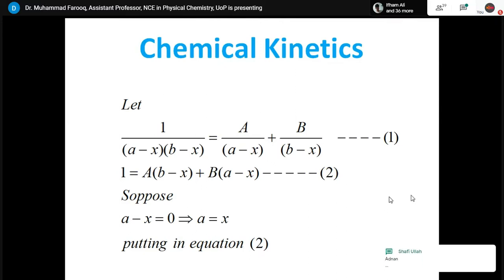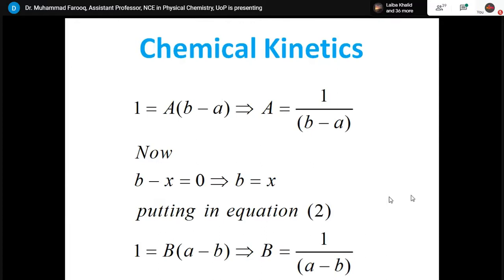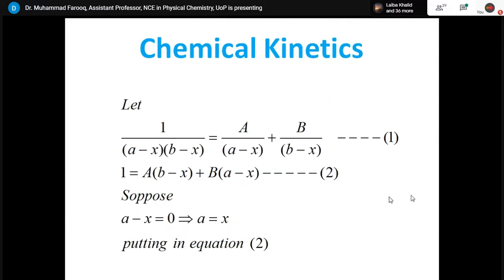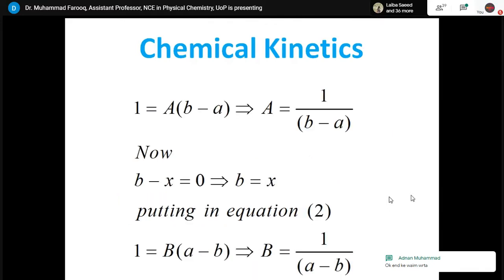If I put this, a minus x equal to 0, it means b into a minus x will become 0. I will be left with 1 is equal to a into b minus x. I will be left with only this one. Now instead of x, x is equal to a, I will put, you can see, 1 is equal to a into b minus a. Is this clear or not? Yes, sir. Now I can write a is equal to 1 over b minus a also. I can rearrange this one, a is equal to 1 over b minus a. Is this clear or not? Yes, sir.